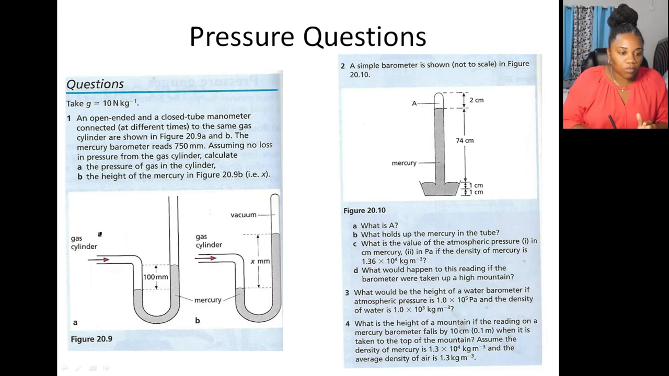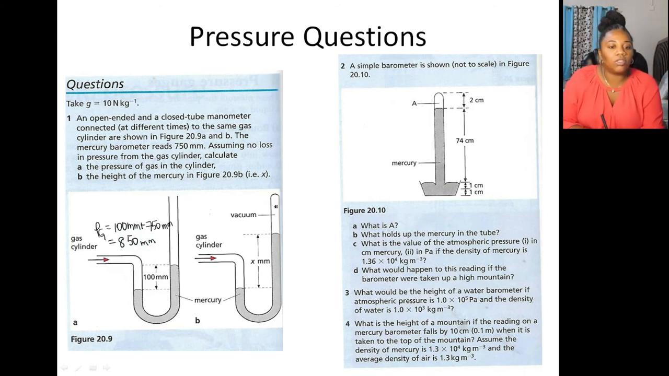So this pressure of the gas will be equal to 100 millimeters, because remember, the height can be taken as pressure, and then we have 750, which is what we read, and that will give you 850 millimeters. And pretty much the height of the mercury in figure 2, once it's closed, it looks like the same gas that's being pushed through here. It will pretty much be the same thing, right? The height is indicative of the pressure felt, so it'll be the same thing.